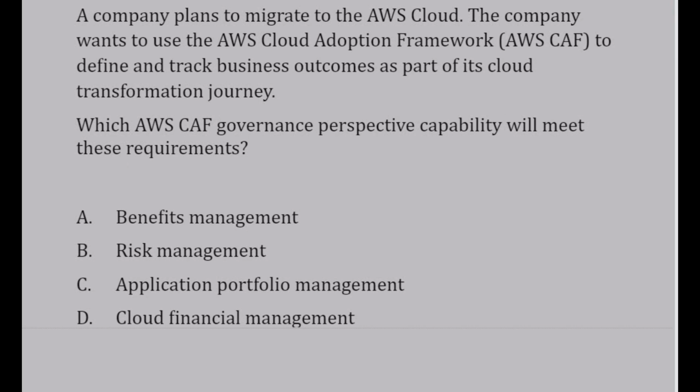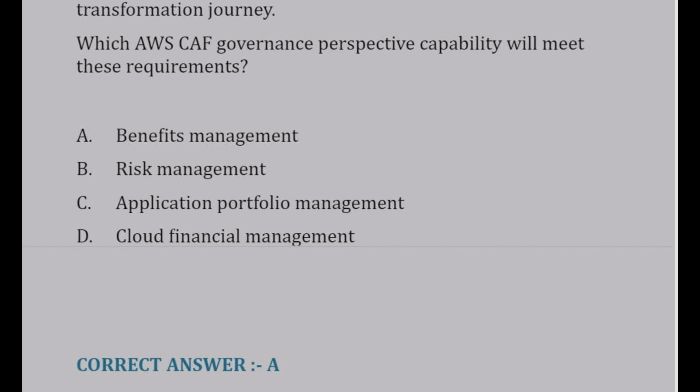Option A, benefits management. Option B, risk management. Option C, application portfolio management. Option D, cloud financial management. Correct answer is option A.